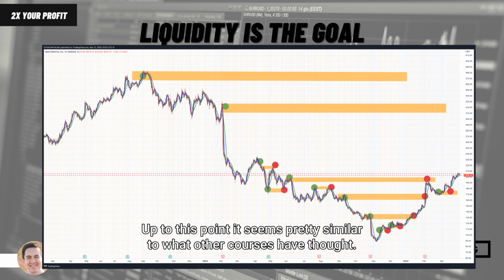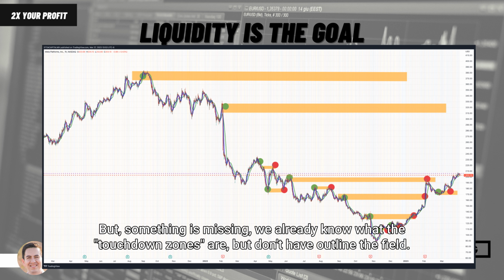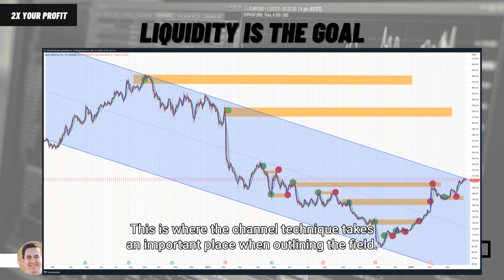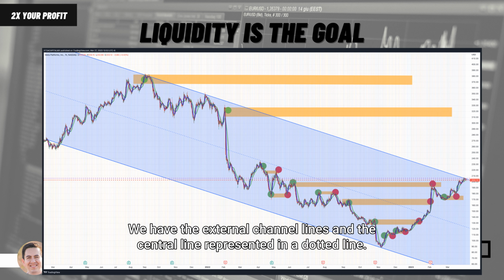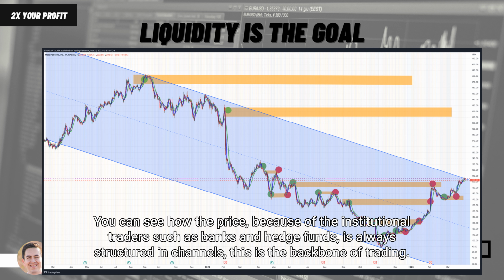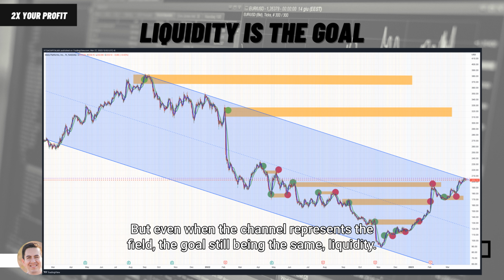Up to this point it seems pretty similar to what other courses have taught. But something is missing. We already know what the touchdown zones are, but we haven't outlined the field. This is where the channel technique takes an important place when outlining the field. As you see, now it's easier to underline the boundaries of our game. We have the external channel lines and the central line represented by a dotted line. You can see how the price, because of institutional traders such as banks and hedge funds, is always structured in channels. This is the backbone of trading. But even when the channel represents the field, the goal is still the same: liquidity.